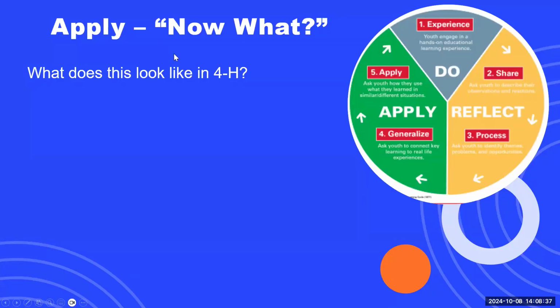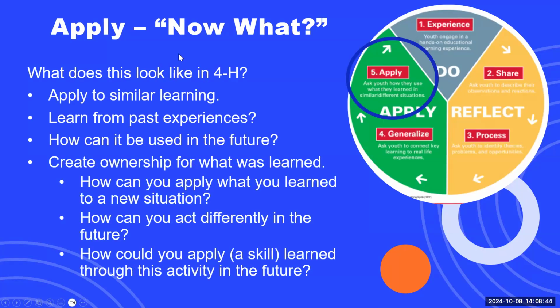And then the now what? What happens next? What do we do based on the information that we learned? The apply process: apply it to similar learning, apply it to past experiences, talk about how you can use this information in the future, and create ownership of what you learned. Similarly, some very similar questions might come. How can you apply what you learned in a new situation? How can you act differently next time this happens? Or how could you apply a skill learned in the activity to the future? Using one of those life skills from the targeting life skills model might be a great one here.